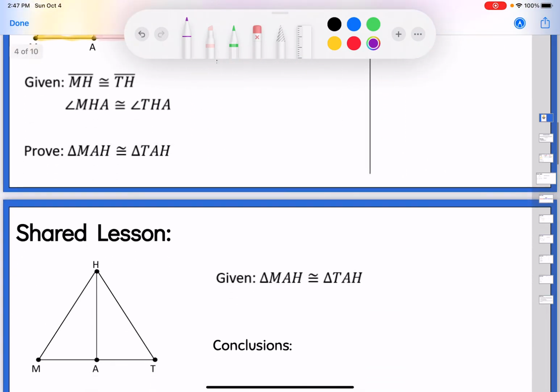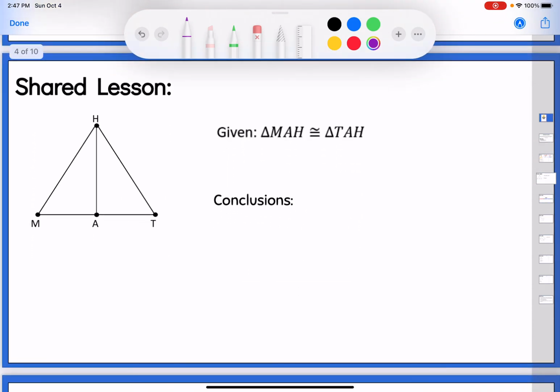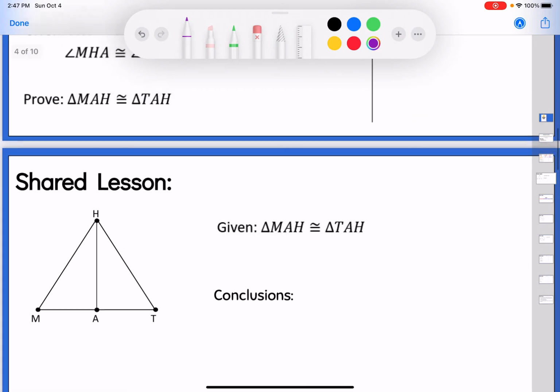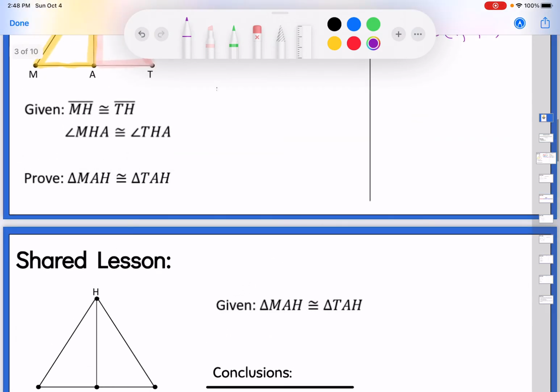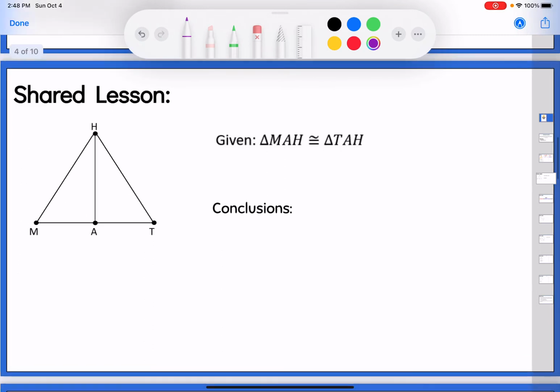So now we're going to take it a step further. Now this is the exact same picture, right? And we have our given here that triangle MAH is congruent to triangle TAH, exactly what we just proved. But now I want to know, what else do we know? So we just proved that these two triangles were congruent, right? That one was congruent to this one. We just did the whole proof for it, so we already knew that. What else do I know? Now, in our given, we knew that these were congruent, and we knew that these were congruent, and we proved that this was congruent using the reflexive property. But what else is there?